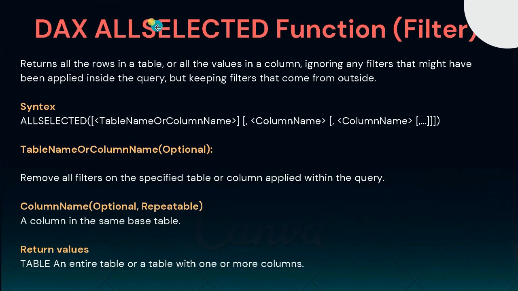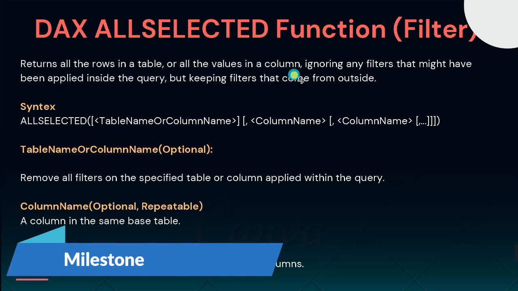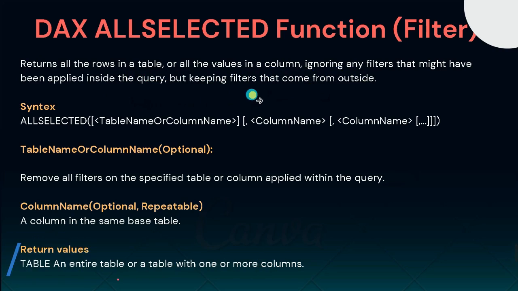Then the next one is the ALLSELECTED DAX function. So in Power BI, when we want to return all the rows in a table or all the values in a column by ignoring any filters that have been applied inside the query but keeping the filters that come from outside, the best DAX function that we have to use is called the ALLSELECTED DAX function. And here you can see the syntax of this ALLSELECTED DAX function.